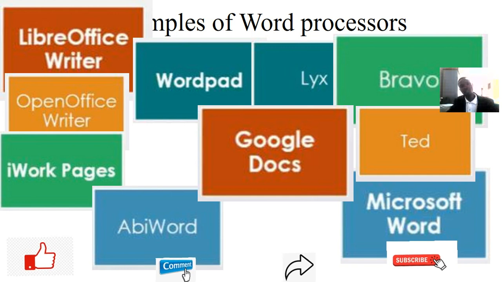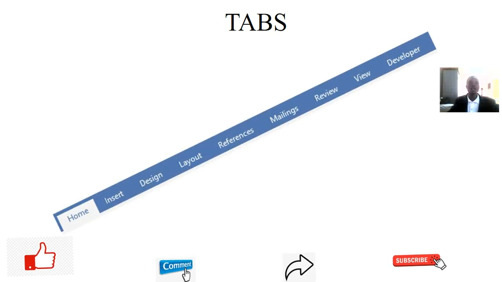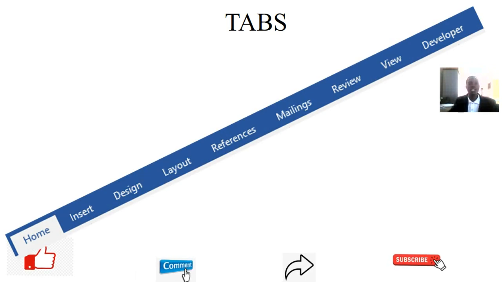Right, so that's it on word processor examples. Here we're going to use the most common one, which is Microsoft Office Word. What I will do is familiarize you with the user interface, where we have the tabs like we did in PowerPoint. I'm sure that you are now familiar with what we call the tabs. We have the Home tab, Insert tab, Design, Layout, References, Mailings, Review, View, and Developer.